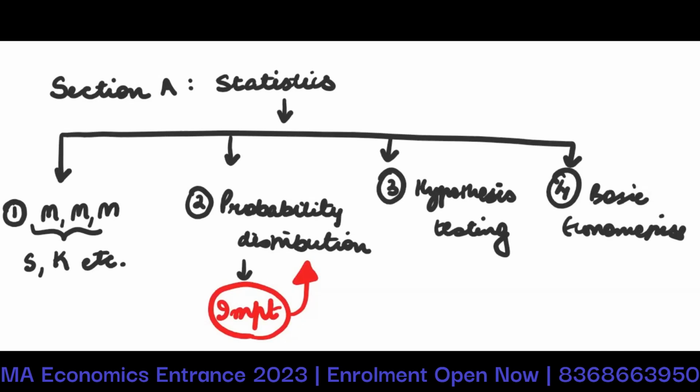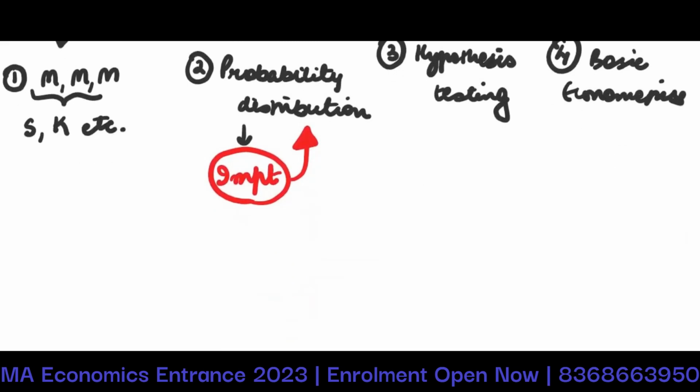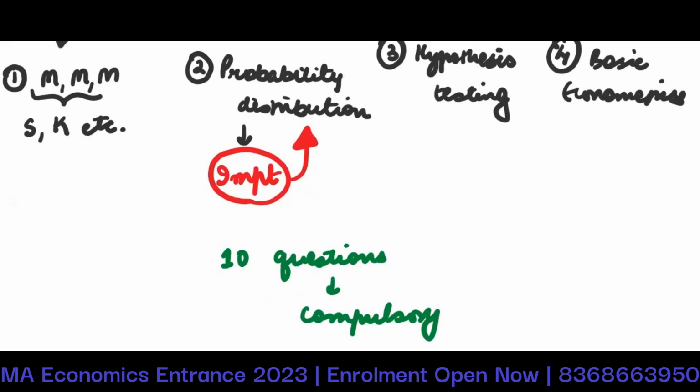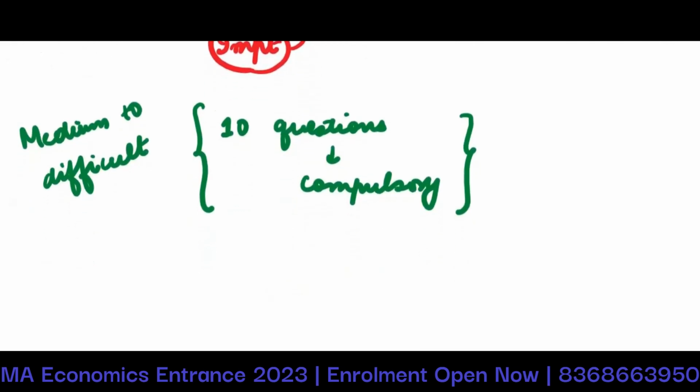Now, as far as section A is concerned, there were 10 questions. These were compulsory questions. And they're not easy. They are from medium to difficult level, because it's a good university, right? It's a very good university. So you can expect them to be of the level of ISI, DSE, IIT Economics entrance exam.